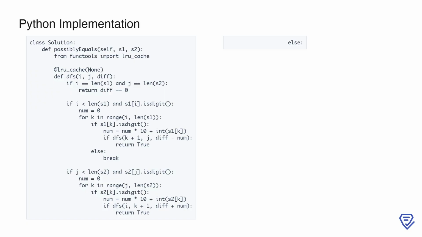First, we check if both strings have been completely processed, meaning I has reached the end of S1 and J has reached the end of S2. If so, the strings are considered a match only if diff is 0.